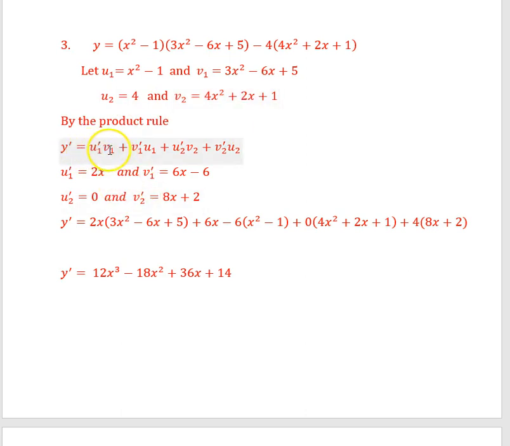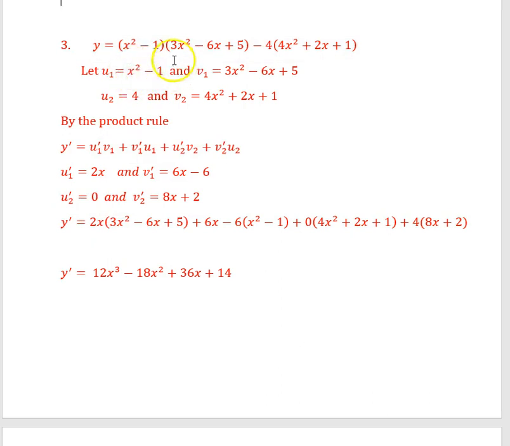So it means if I have to use my product rule, that is what I'm going to have in. Differentiate U1, hold V1 constant. Differentiate V1, hold U1 constant. That's the first one there. And then the second one there, differentiate U2, hold V2 constant. Add, differentiate V2, hold U2 constant.